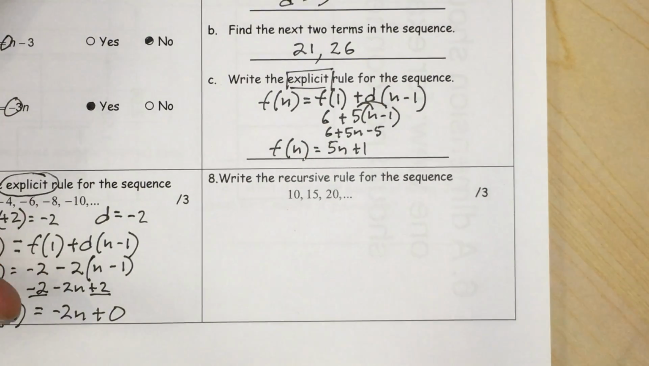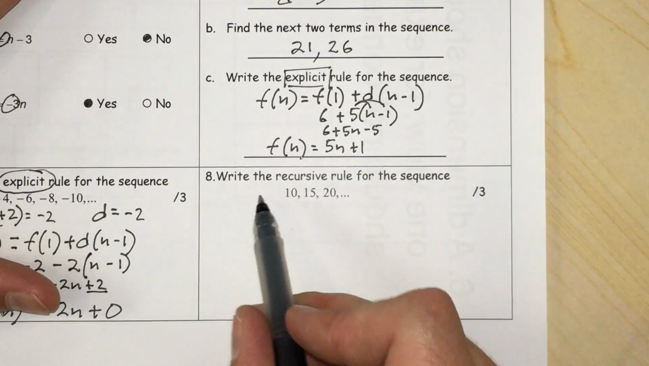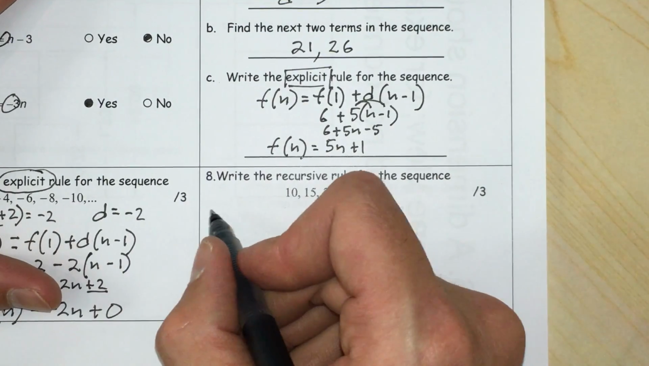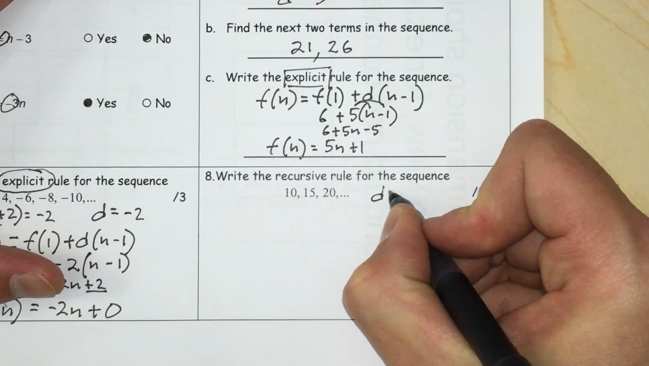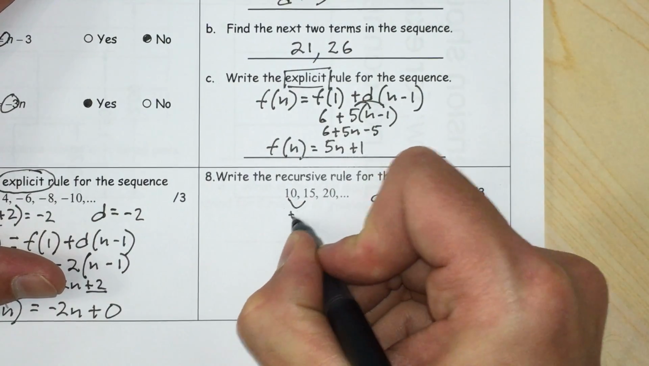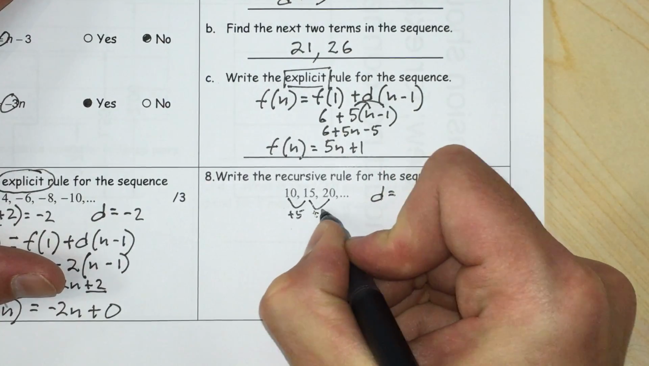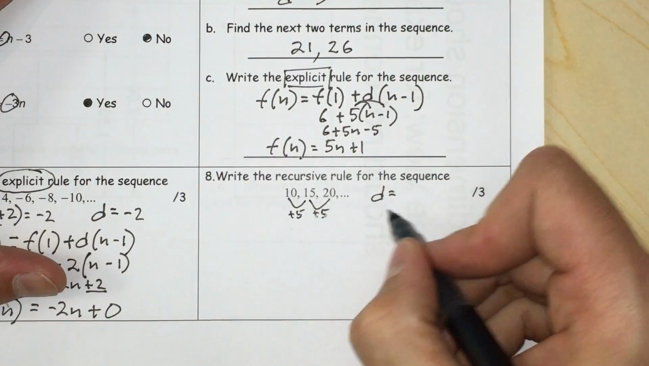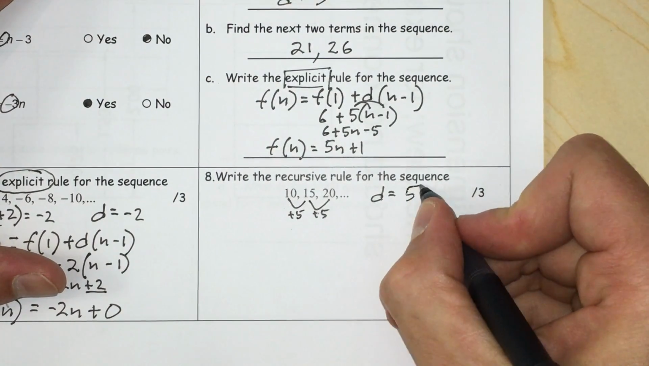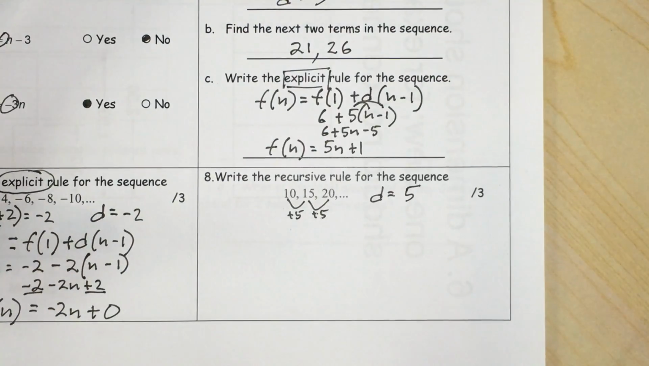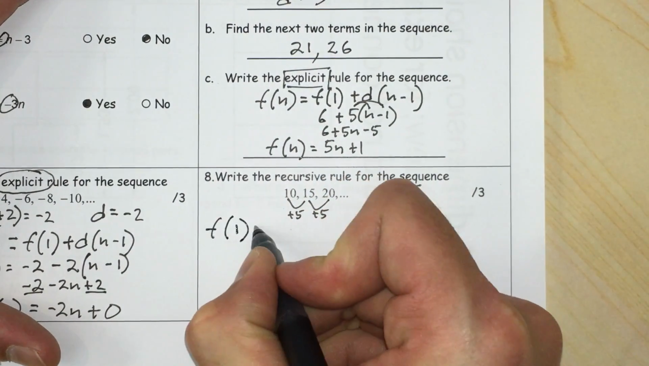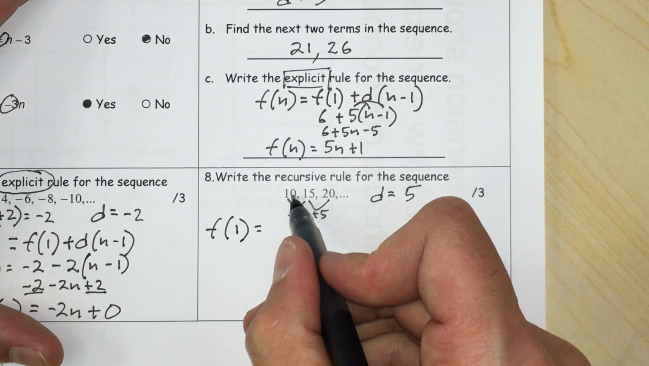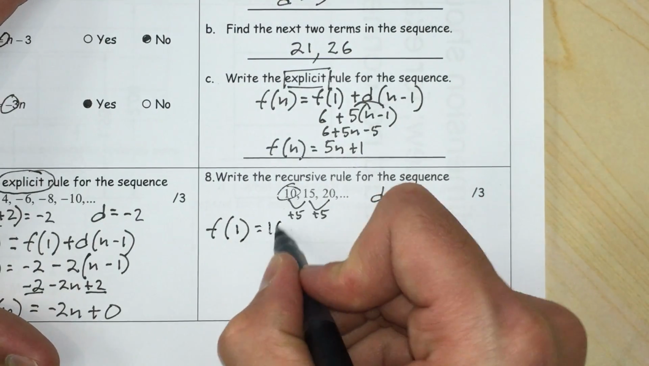Write the recursive rule for the sequence. Okay, so the recursive rule, that's the one where we're substituting in f of 1 and the common difference. So got to find the common difference first. So this one we're adding 5 each time. Okay, and so our common difference is 5. So the recursive rule, make sure you look up on the board for the recursive rule. It's f of 1, requiring f of 1, and f of 1 is 10. It's the very first term.